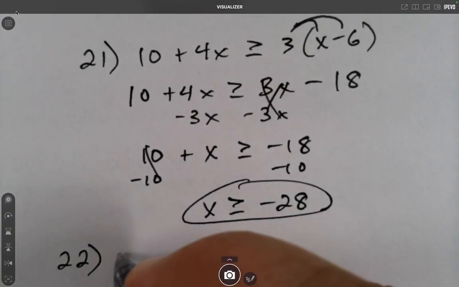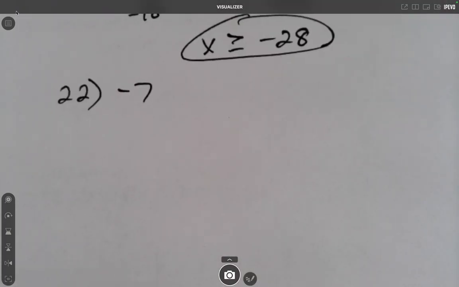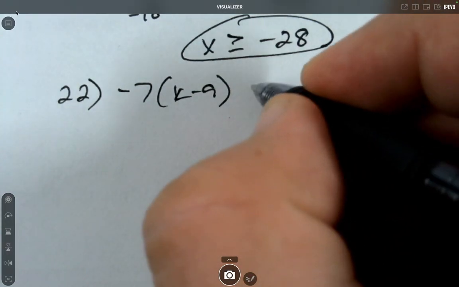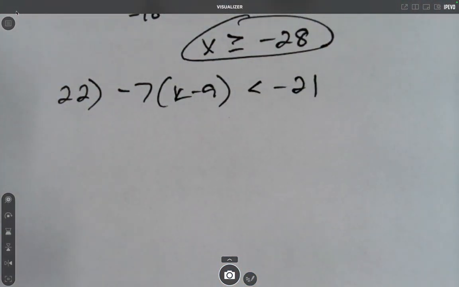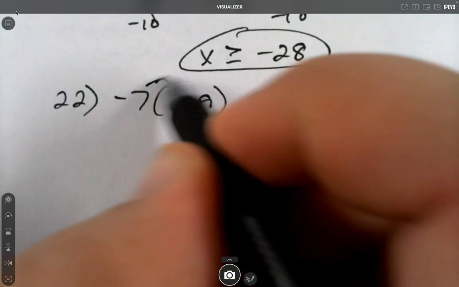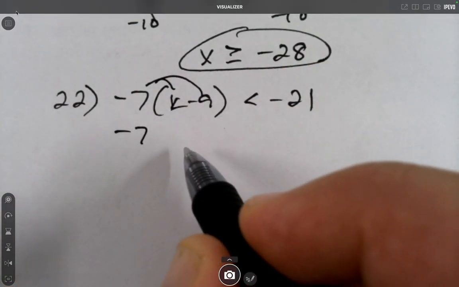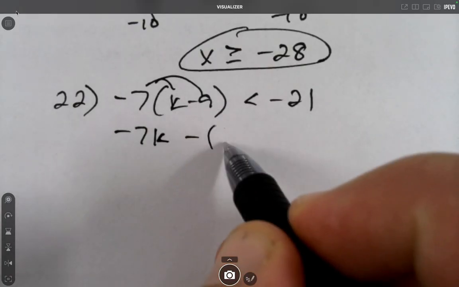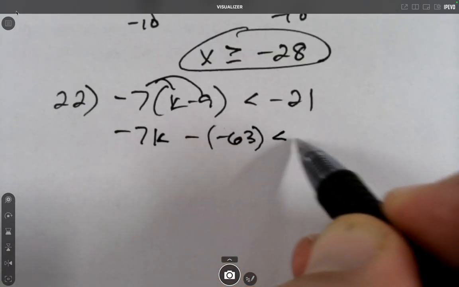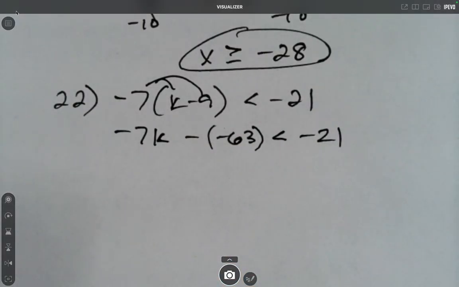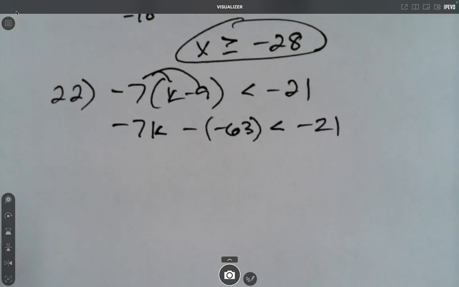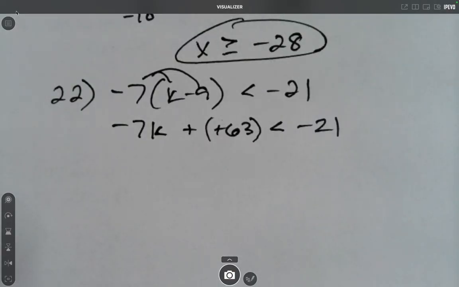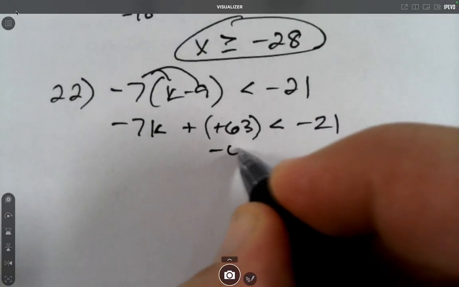22: Negative 7 times k minus 9 is less than negative 21. So again, we see the parentheses, so we know our first priority should be to distribute. Negative 7 times k, minus negative 7 times 9 is negative 63. And you've got to remember that minus a negative is the same thing as plus a positive. So we want to subtract 63 from both sides.